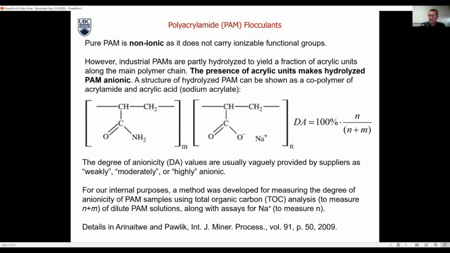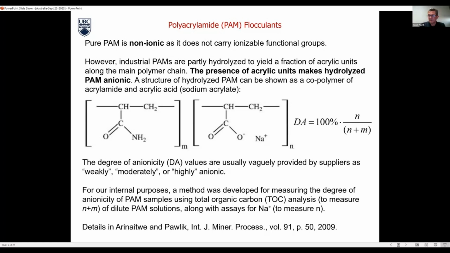So assuming that there are no sources of sodium other than the polymer itself, and you can actually take some corrections to, even if there was some sodium from the environment, from the way the sample was prepared and so on, it is actually a pretty robust technique. It's based on total organic carbon analysis of a dilute polymer solution to measure the carbon content, which allows us to calculate the denominator of that definition.